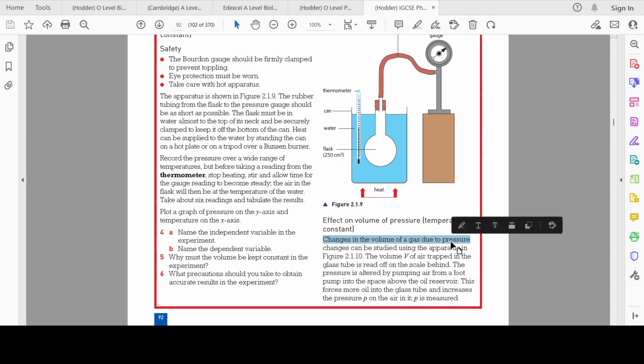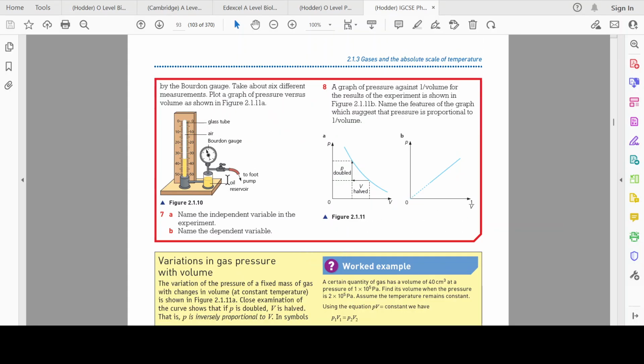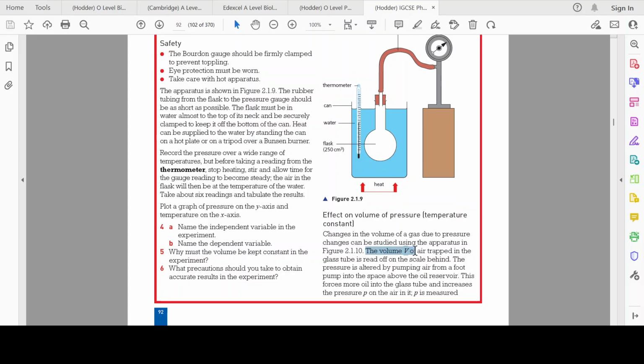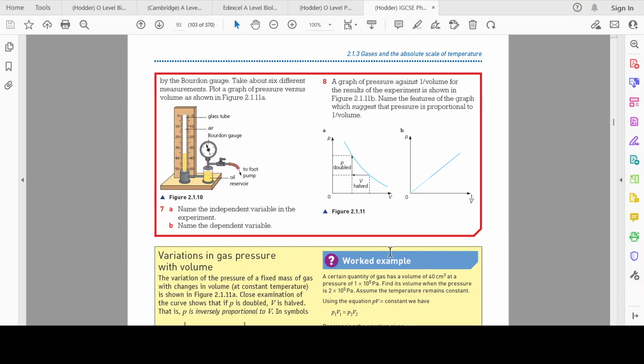Changes in the volume of gas due to pressure changes can be studied using the apparatus in figure 2.1.10. So this is it. Again, you've got a Bourdon gauge for the pressure. You've got this glass tube with air inside it, and you've got oil. So you're pumping oil into the tube. The volume V of air trapped in the glass tube is read off on the scale behind. So this is the volume.